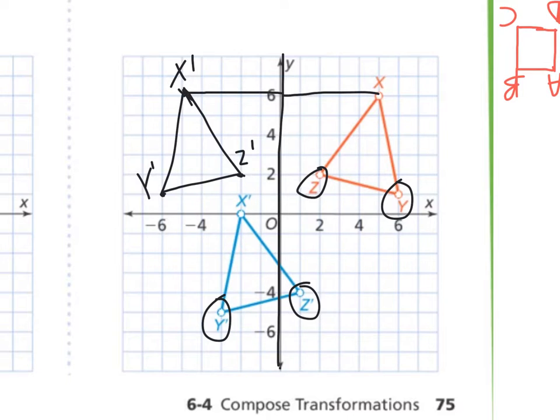Now it looks like it's just a matter of doing a translation. The translation is going to be 3 to the right and 6 down.